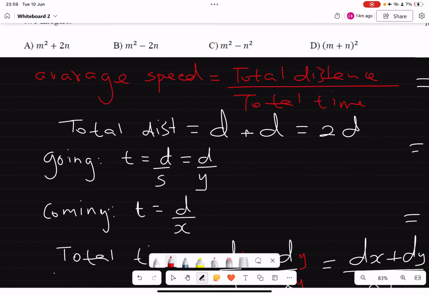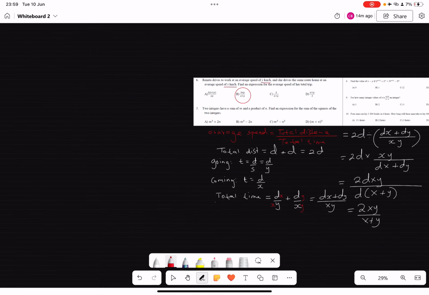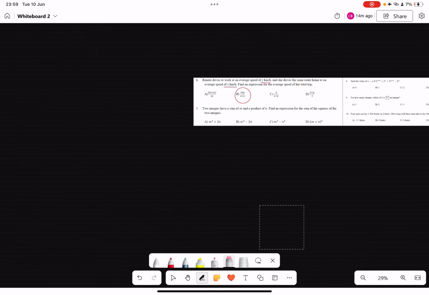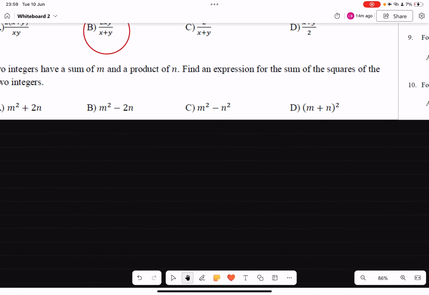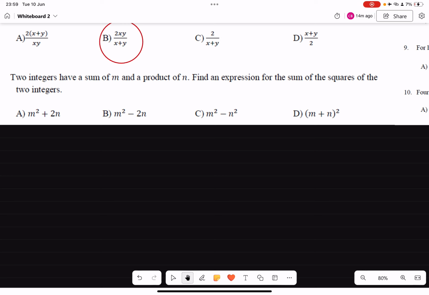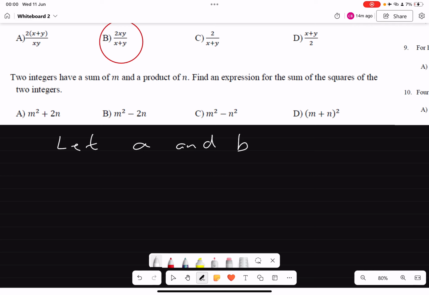Right. Okay. Now that is done, we are now going to go to number 7. On 7, we are told that two integers have a sum of m and a product of n. So I'm going to let those two integers be a and b. And we are told that a plus b is equal to m. And we are also told that the product is n, which means a times b will be n.